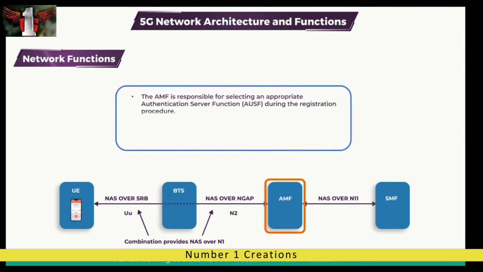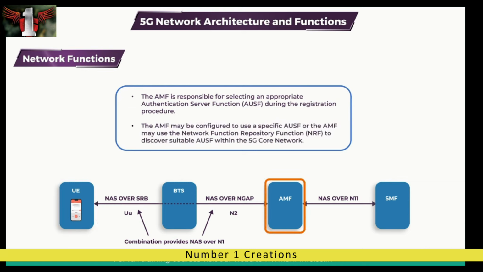The AMF is responsible for selecting an appropriate authentication server function (AUSF) during the registration procedure. The AUSF allows the UE to authenticate itself with the 5G core network, that is, verify that the subscriber is genuine and authorized to access the network. The AMF may be configured to use a specific AUSF, or the AMF may use the Network Repository Function (NRF) to discover a suitable AUSF within the 5G core network.